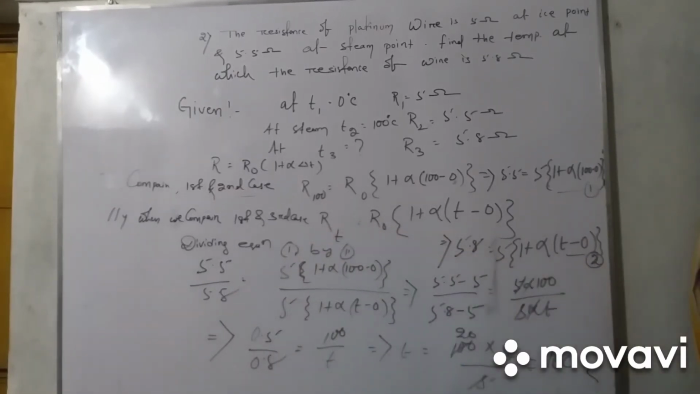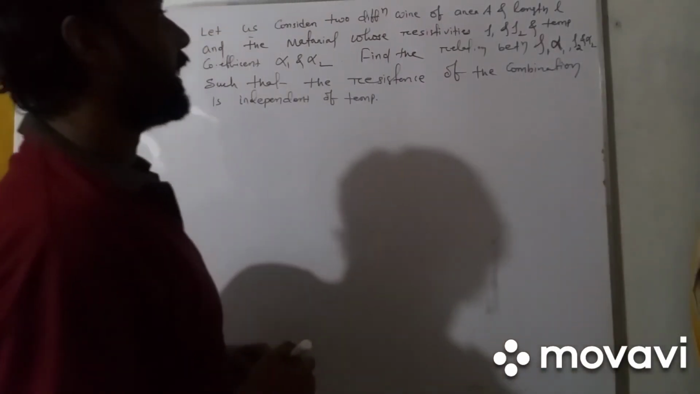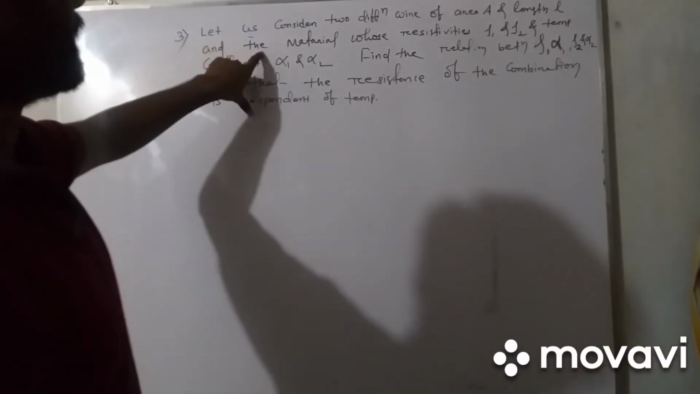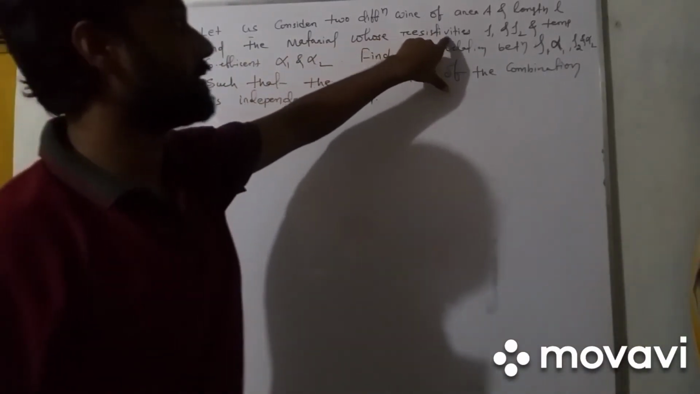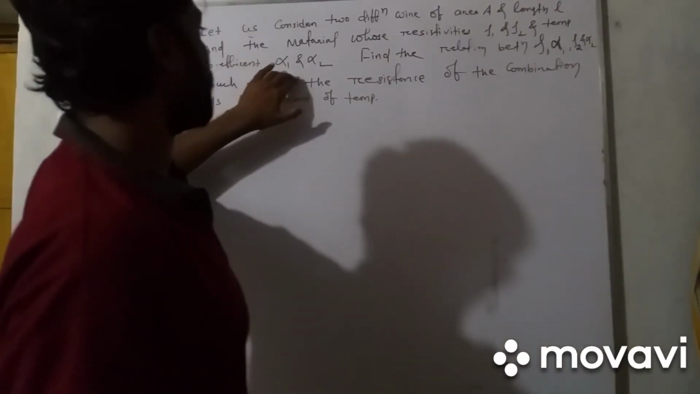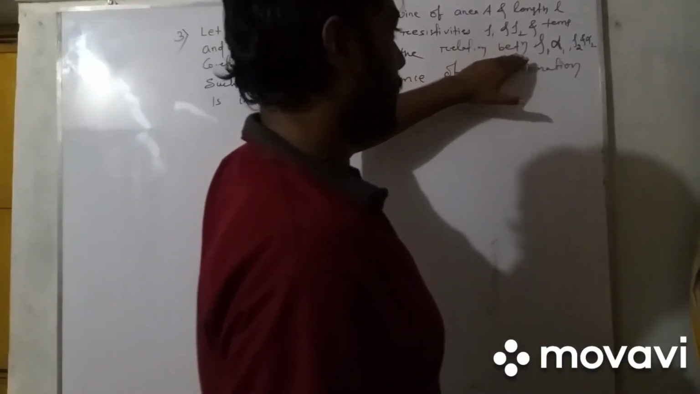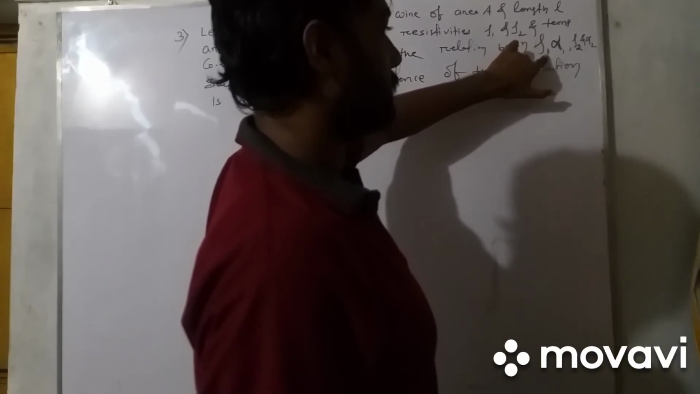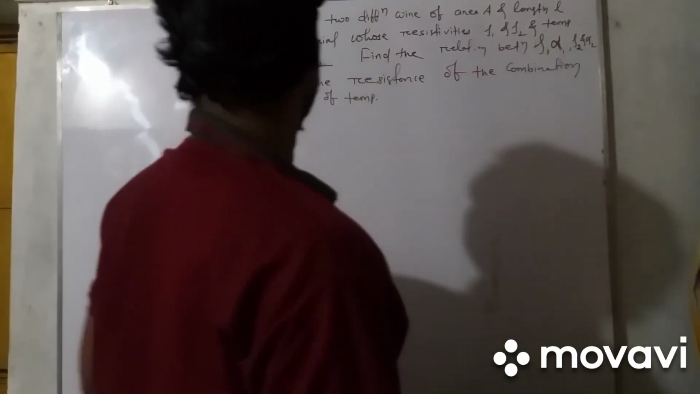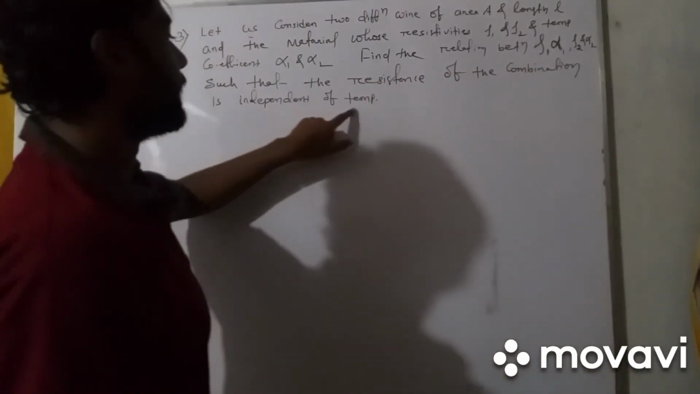Now my third question is, let us consider two different wires of area A and length L, and the materials whose resistivities are ρ1 and ρ2, and temperature coefficients alpha 1 and alpha 2. Find the relation between ρ1, alpha 1, ρ2 and alpha 2, such that the resistance of the combination is independent of temperature.